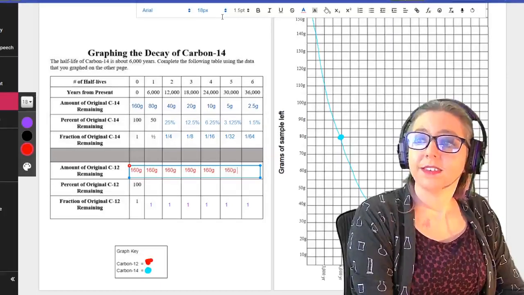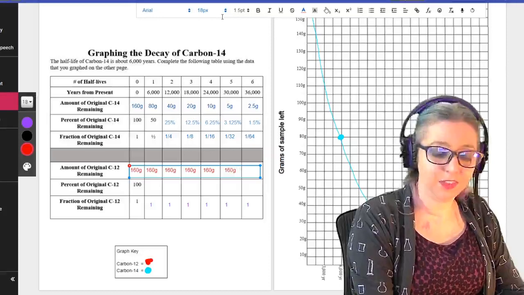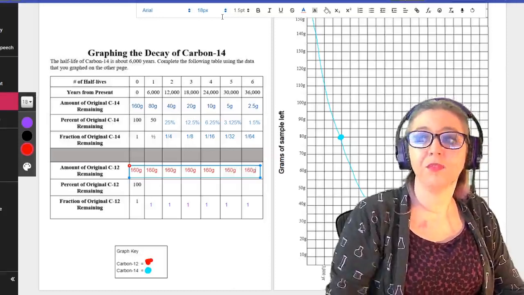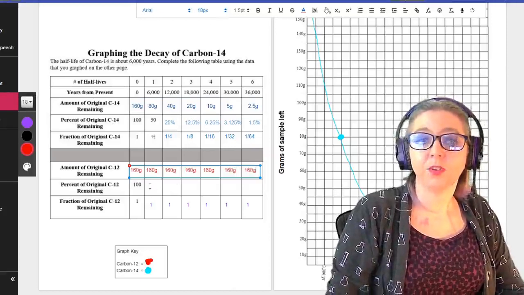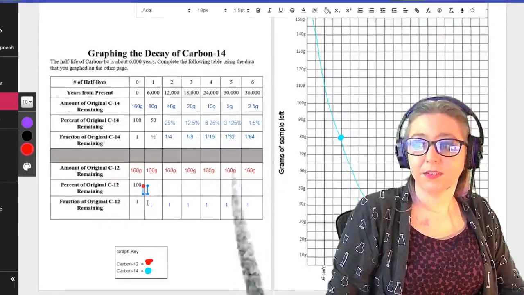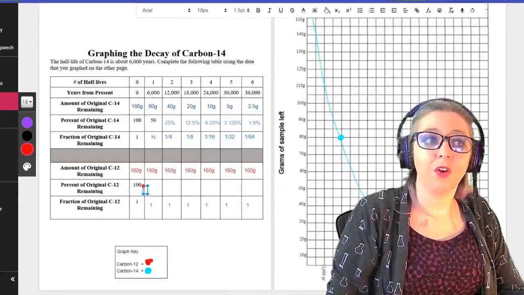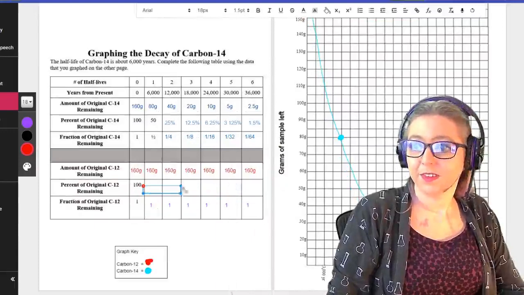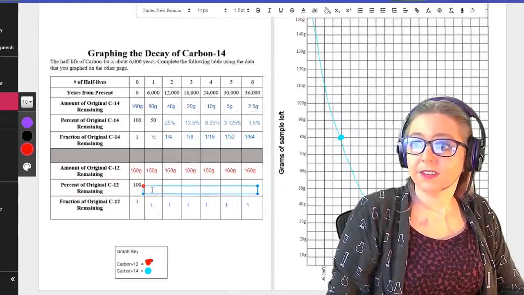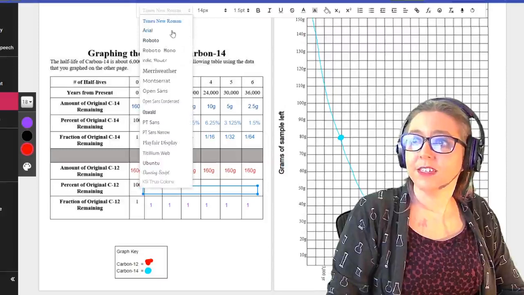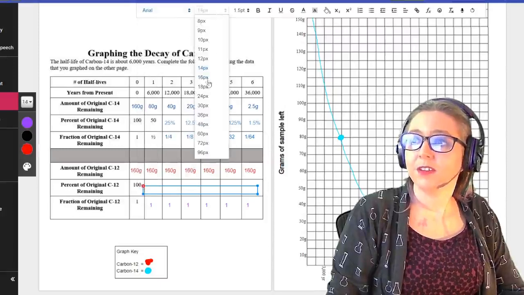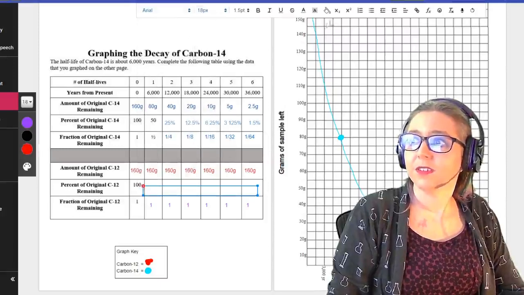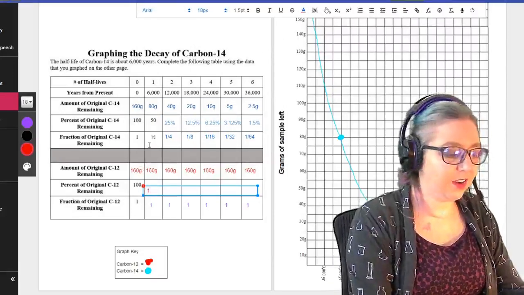Remember, 6,000 years was the half-life for my unstable carbon-14. My carbon-12 is stable. It's not going to decay over time. So my percent of carbon-14 compared to what I started with also stays at 100%.